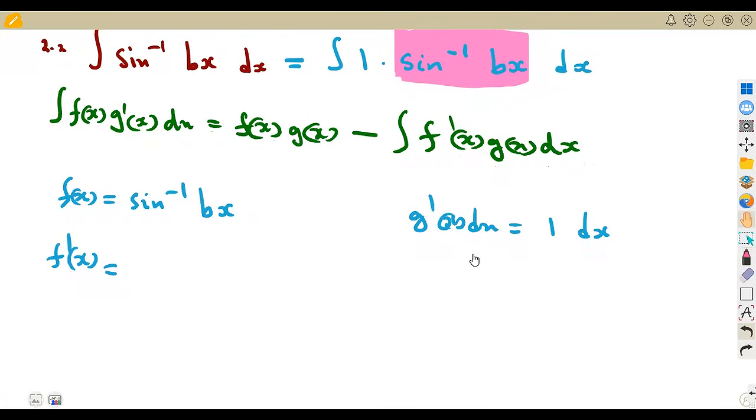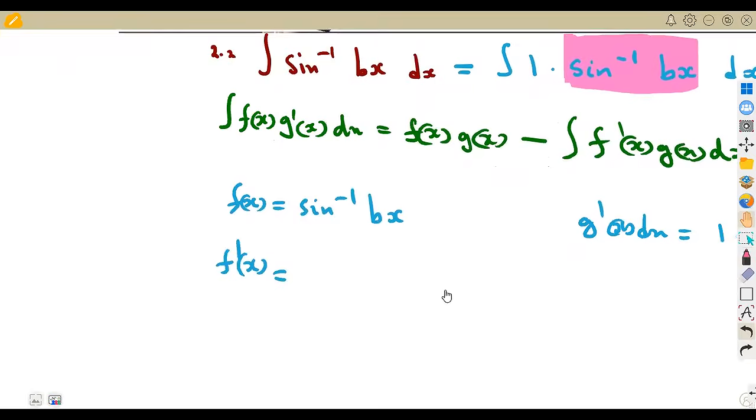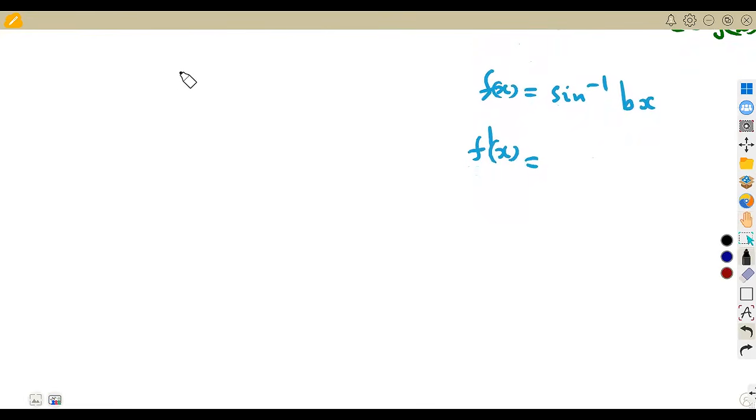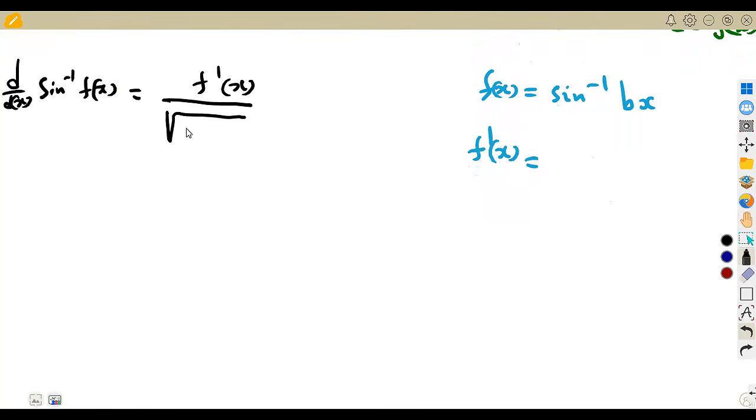If you check on your formula sheet on the derivatives on page number 3, all right? On page number 3 there, you see on arc sine, on the derivative of arc sine, it's written like this. The derivative with respect to x of arc sine f of x is equal to the first derivative of f of x over the square root of 1 minus f of x squared.